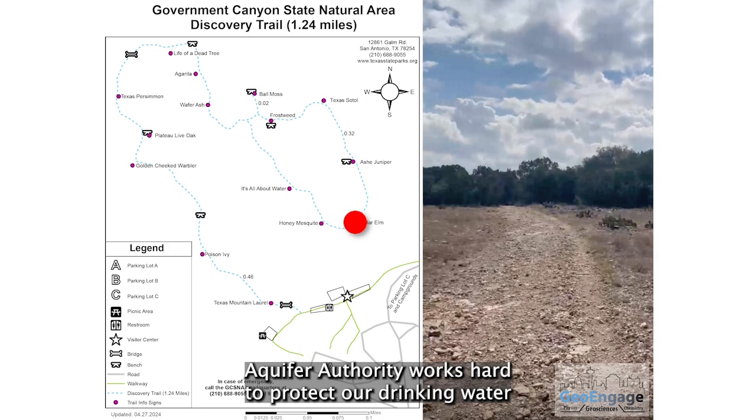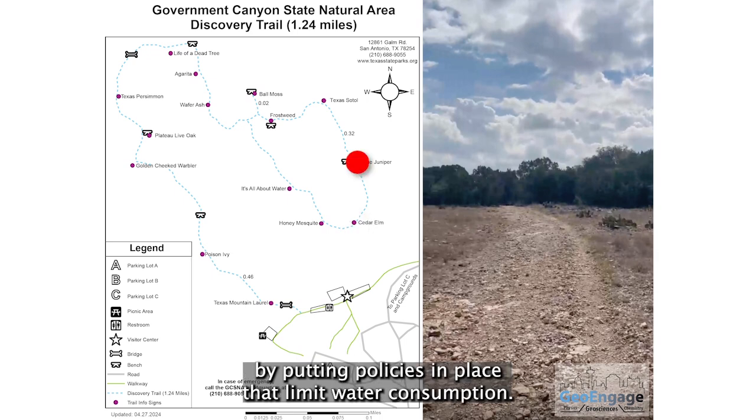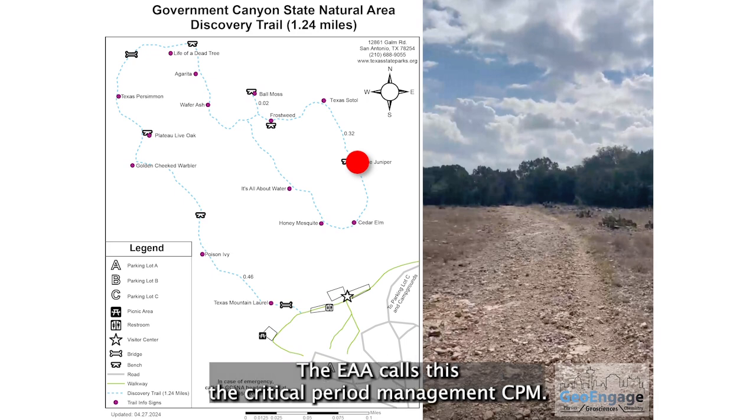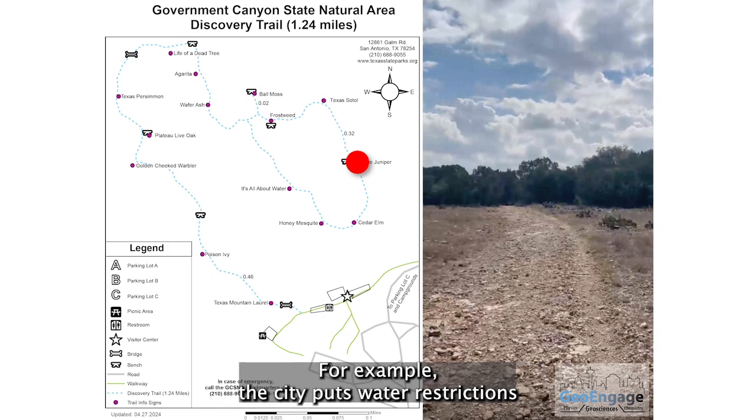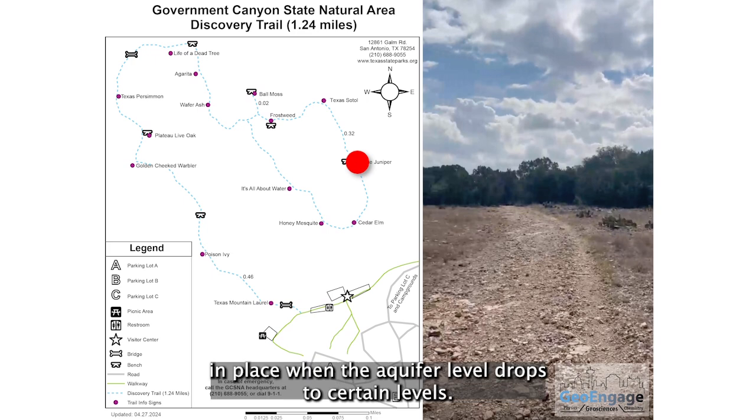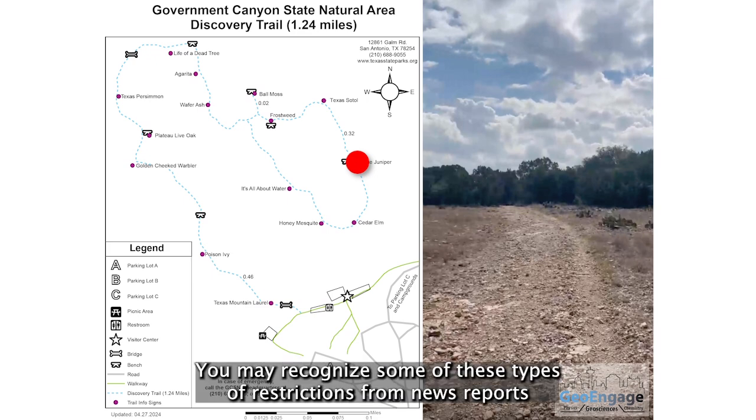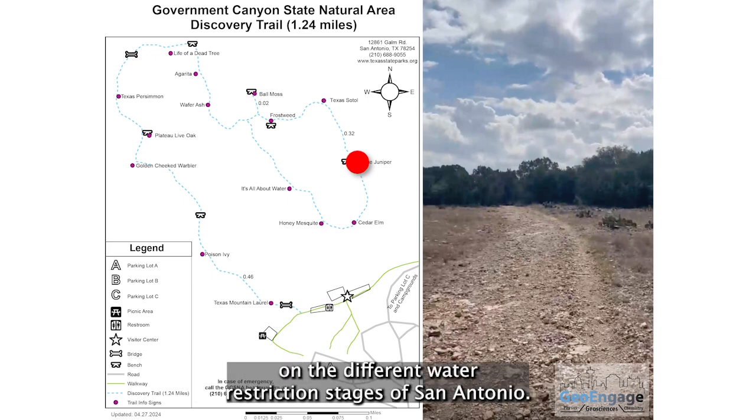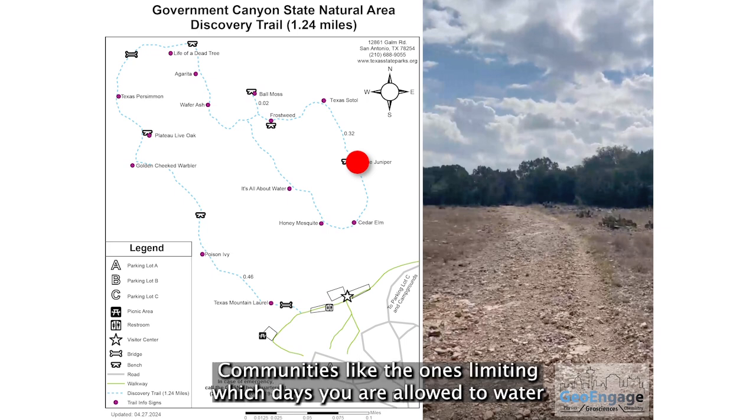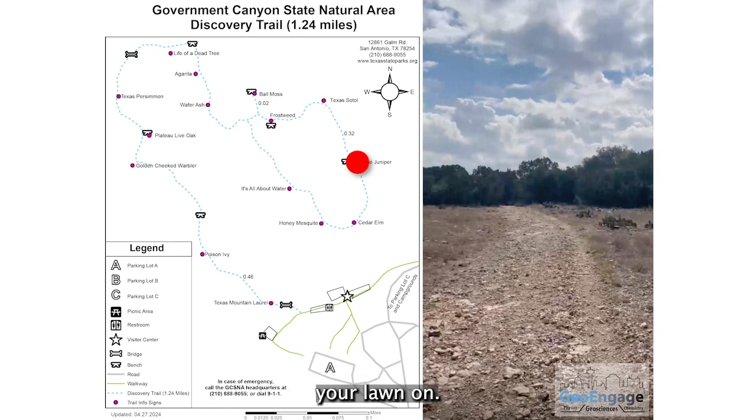The Edwards Aquifer Authority works hard to protect our drinking water by putting policies in place that limit water consumption. The EAA calls this the Critical Period Management, CPM. For example, the city puts water restrictions in place when the aquifer level drops to certain levels, usually during times of drought. You may recognize some of these types of restrictions from news reports on the different water restriction stages of San Antonio communities, like the ones limiting which days you are allowed to water your lawn on.